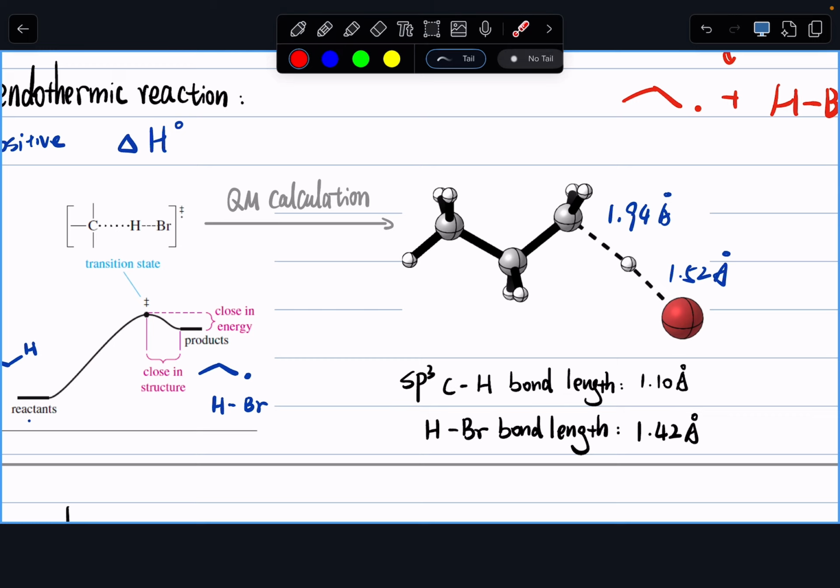All right, so the Hammond postulate is something physical organic chemists came up with based on pure chemical intuition. But now with the development of technology, we're in a better position to validate the Hammond postulate using quantum mechanical calculation. And here's a proof that the Hammond postulate at least works for these hydrogen atom abstraction transition states.